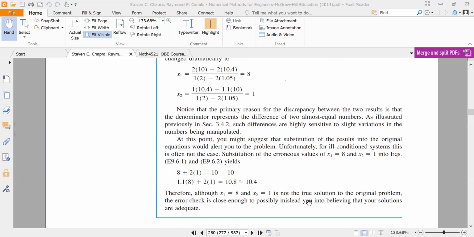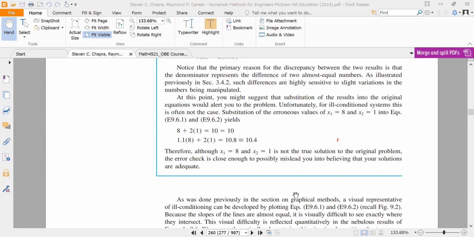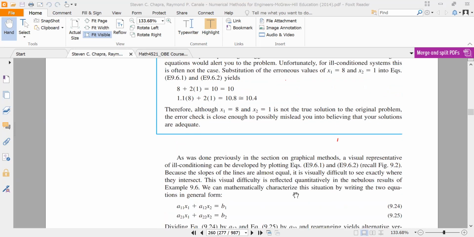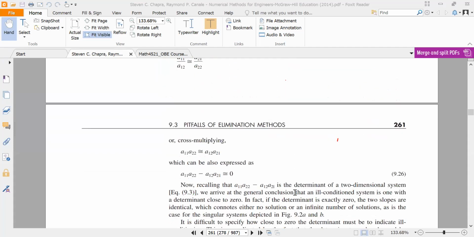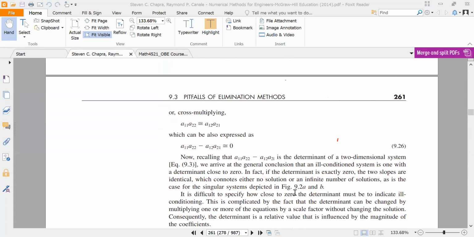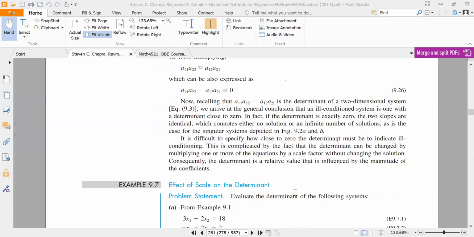If we want to verify whether these solutions are correct by substituting them into the original equations and examining whether the equations are satisfied, you see that they are nearly satisfied, but the solutions are not correct. So this will give you something misleading. For this reason, some other special technique will be needed to handle this situation. I have already discussed that if your determinant is nearly equal to 0, then we cannot do it.